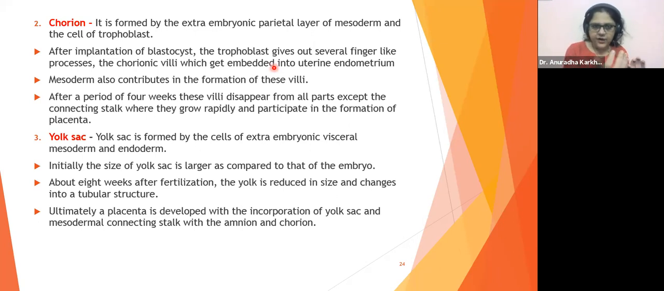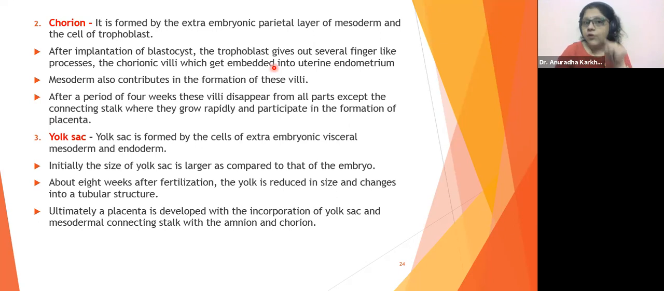Correct? Got it? So this is done with the help of these finger-like processes, which is nothing but the trophoblastic cells. Mesoderm also contributes in the formation of this villi. After a period of 4 weeks, these villi disappear from all parts of the connecting stalk, whereas they only remain in the connecting stalk area, where they grow rapidly and participate in the formation of placenta.